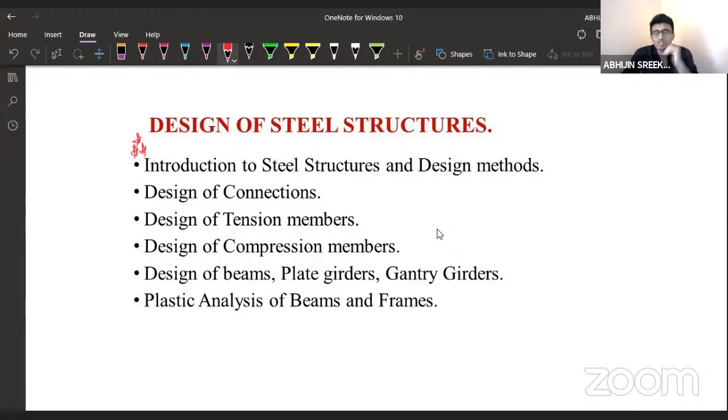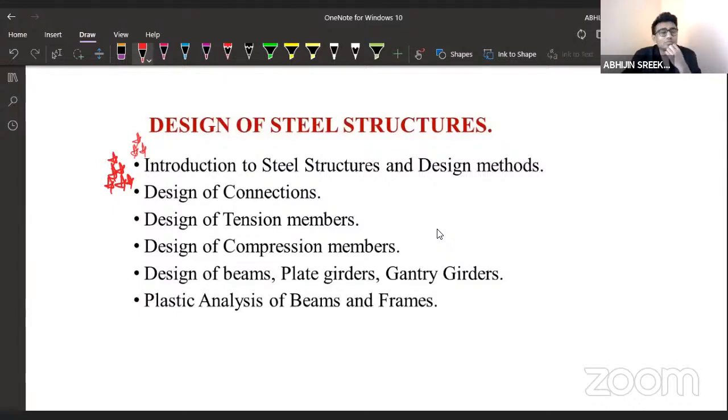We have the second chapter. I will tell you this is the most important chapter among the topics you are seeing here on your screen: design of connections. We have to make some connections. We will be having the columns and the beams. We will be having different steel sections, and we have to connect them. How can we connect them?